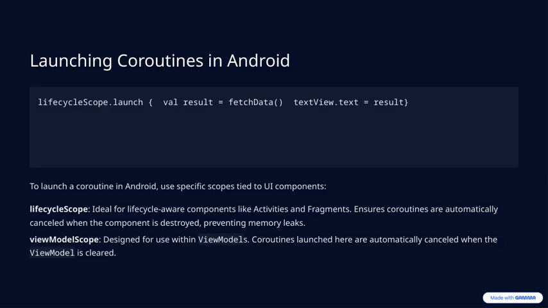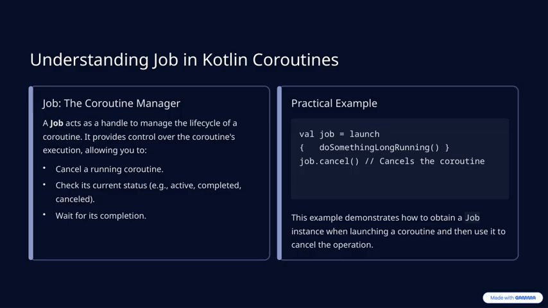Now there's also viewModelScope, which is meant for view models. Coroutines launched here are canceled when the view model is cleared, keeping things clean and efficient. The key takeaway is that these scopes help us manage coroutines safely and effectively, depending on where they are used. Connecting this to our overall theme, it's all about writing robust, lifecycle-aware asynchronous code that keeps our app responsive and leak-free.